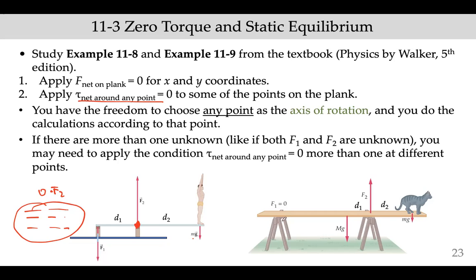For example, in this case, there is this plank. Here, this plank is fixed on these points, but here it's different. It's just put on this wood. So if the cat moves all the way to the end, maybe this part will rotate. So this one can freely rotate. So the question might be, what is the maximum distance d2 that the cat can approach to the end, so that the net torque here will be 0.